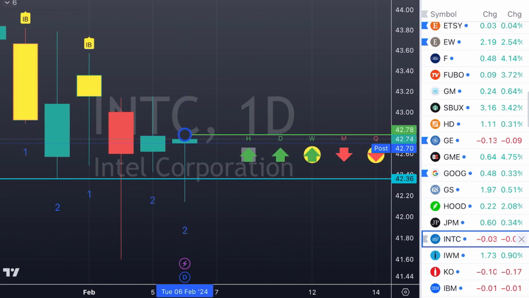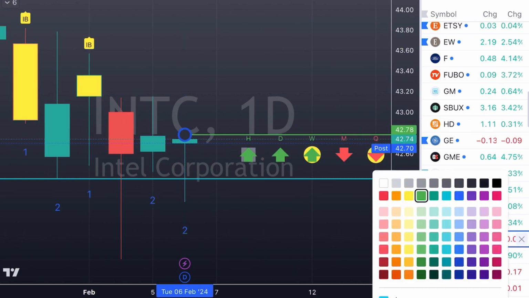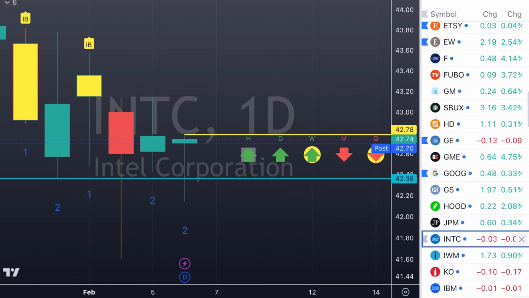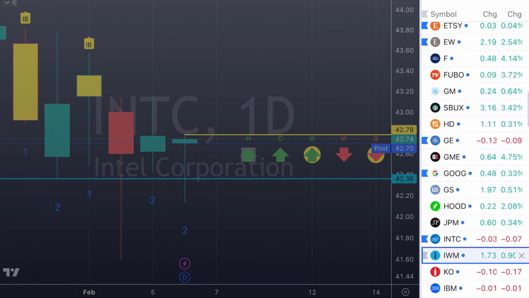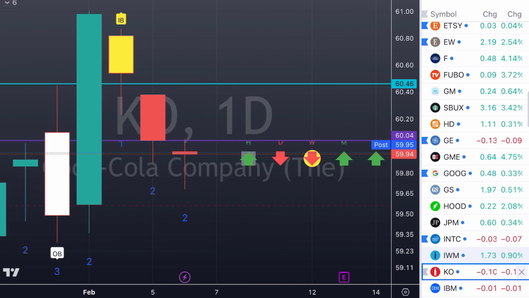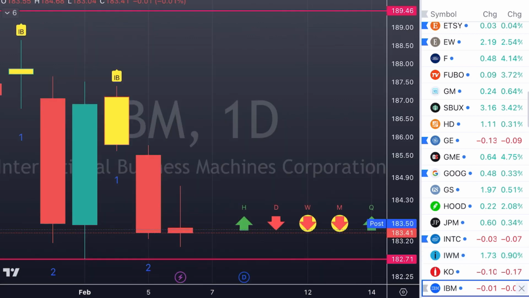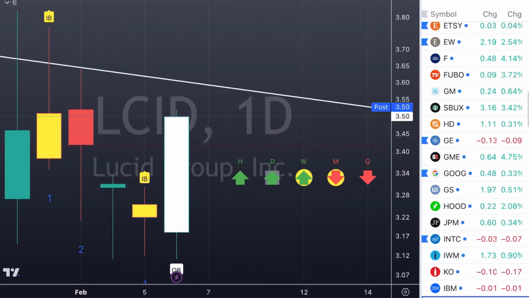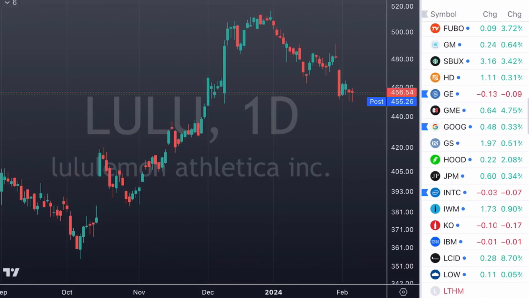INTC, okay, 2 down green, hammer candle. Let's look for that to trend up. Market blue. IWM, nothing there. Coca-Cola, nothing there. I'm going to go through these a little faster to get through this list. Lucid, nothing there. Lowe's, no.